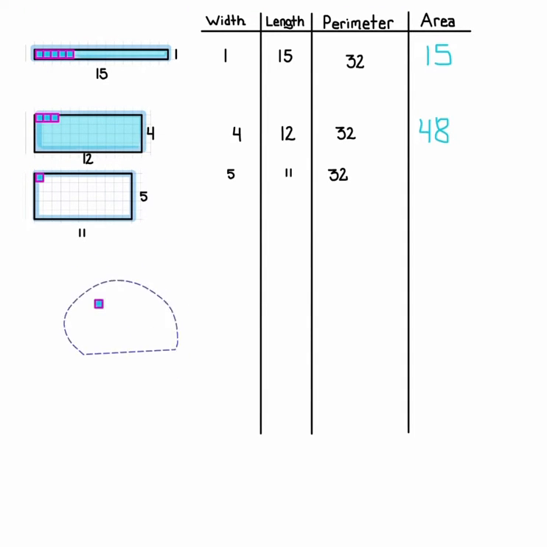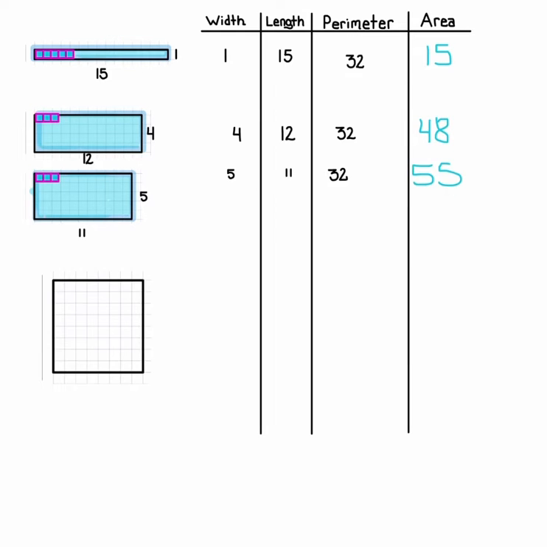I'm just repeating that process, 1 square, 2 squares, 3 squares. How many squares inside this one? 11 multiplied by 5 is 55. So this rectangle holds 55. Now it's time for an observation. The distance around all 3 of these rectangles is the same, but the areas are getting bigger and bigger, and that is happening when that rectangle looks more and more like a square.